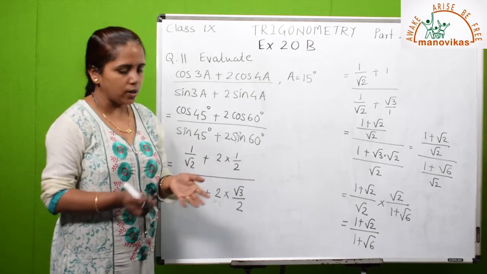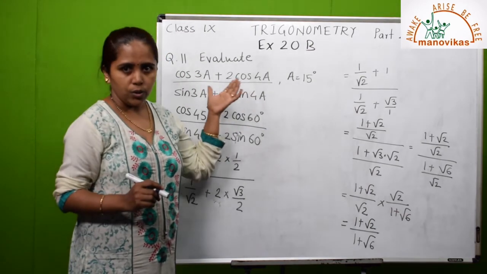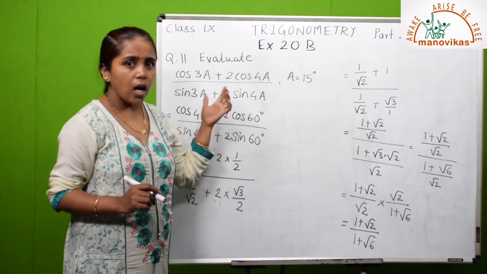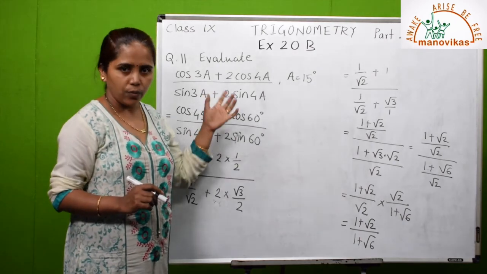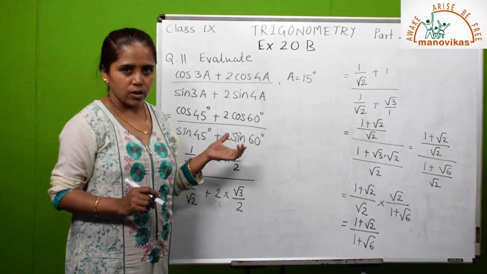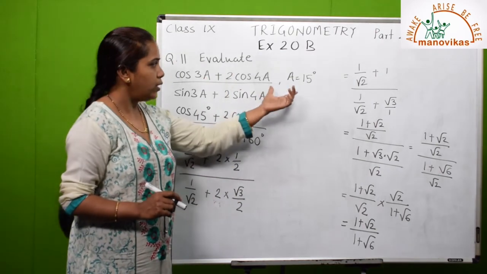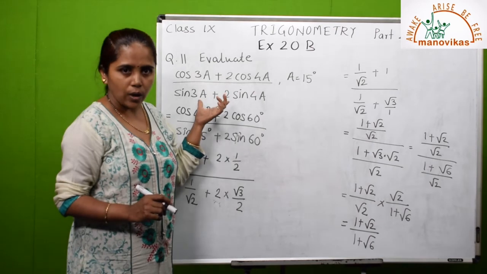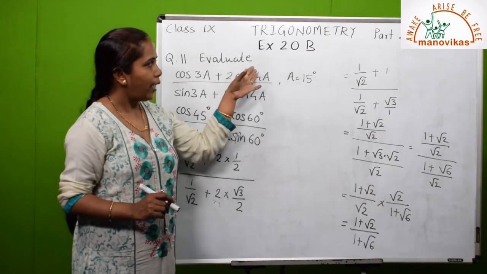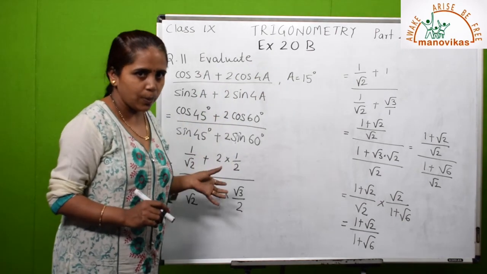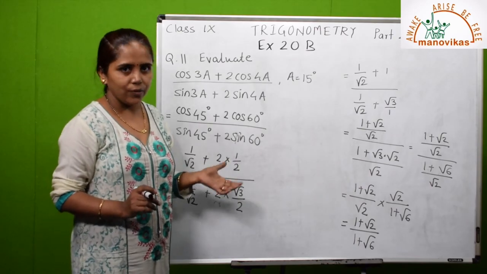So in this exercise you have sums like find the value using the table, or verify that, or prove that for different angles. For expressions you have to prove, or evaluate the value. For a given angle we have to evaluate the value of the given trigonometric expression. So this is about exercise 20B. Maximum sums I have solved here. You can solve the remaining exercise, and for any difficulty you can get to me.